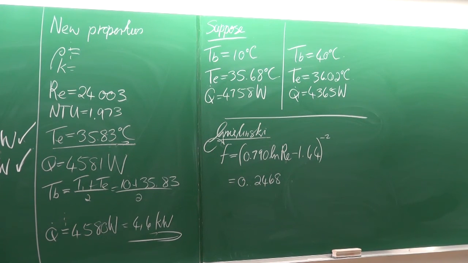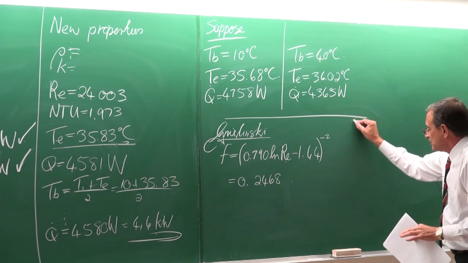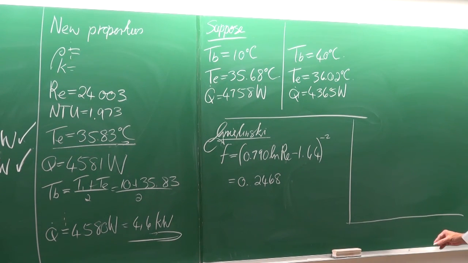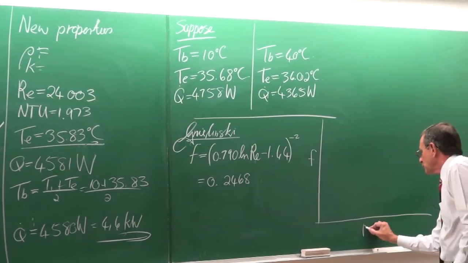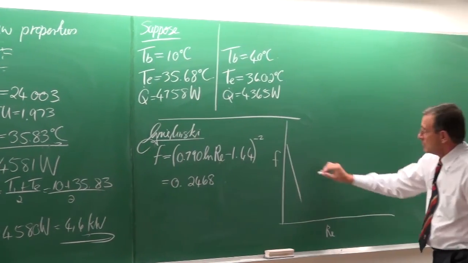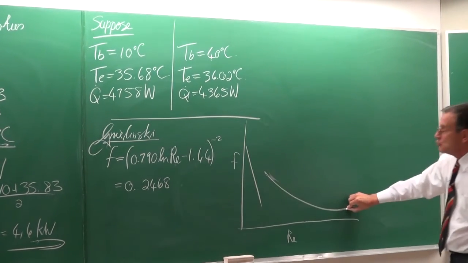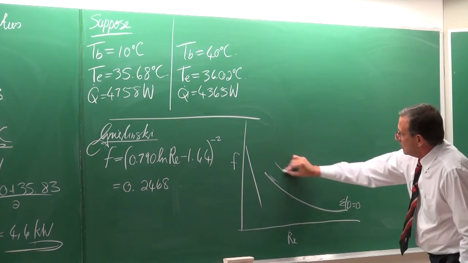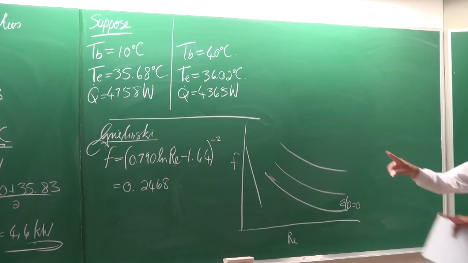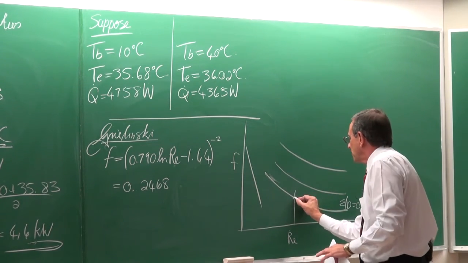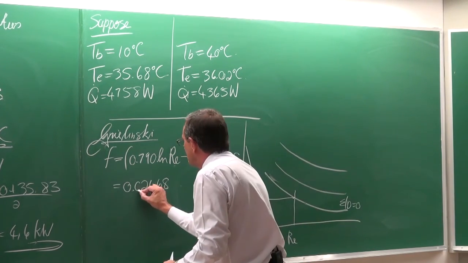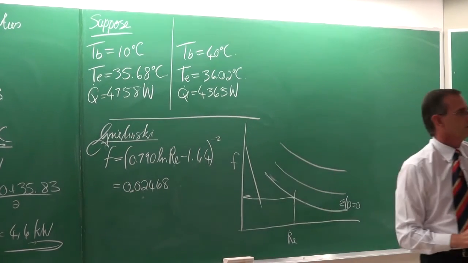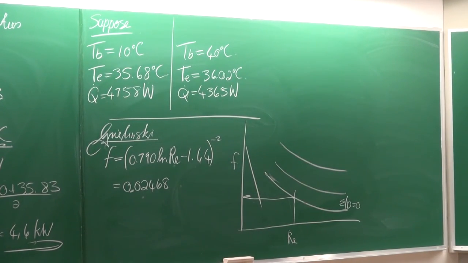How do we know that? Well, what I always do is go and check on the Moody chart. The friction factor is a function of Reynolds number. There it is for laminar flow. This is for a smooth tube, for epsilon divided by D equal to 0. And there is for the rough tubes. So for this Reynolds number, if you just go and check very quickly, you'll see this value must be equal to 0.02468. So just go and check on a Moody chart if your calculation is approximately correct.